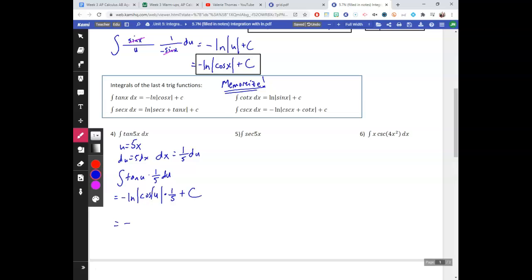And so don't forget, after all that, we still have a u in there. So make sure you substitute that back out. So negative 1/5 natural log of the absolute value of cosine of 5x plus c.